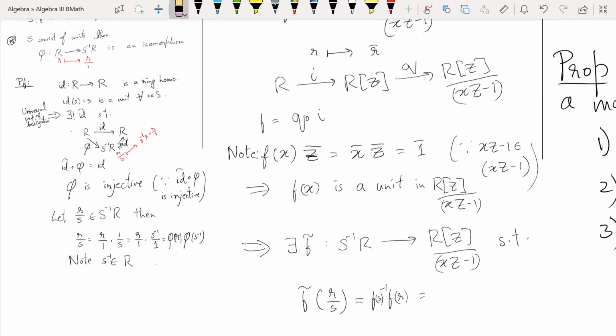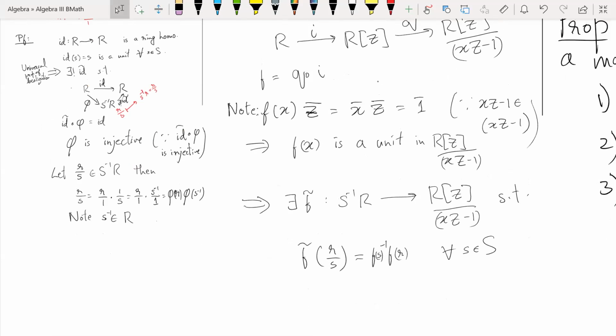I will make it more precise, for all s in capital S. But what is s in capital S? It is x power n for some n, or 1, which you can think of as x power 0. So s equals x power n for some n. And what is the inverse of F of s? x power n may not have an inverse in R, but F of s does.